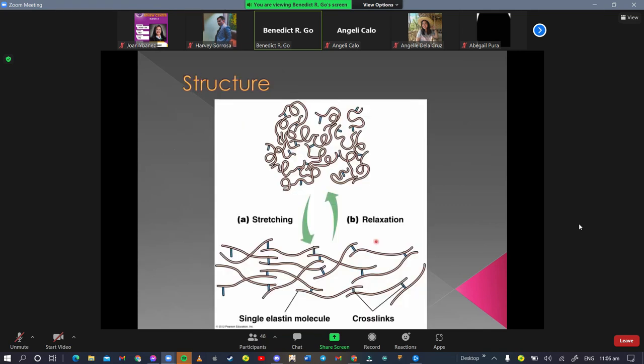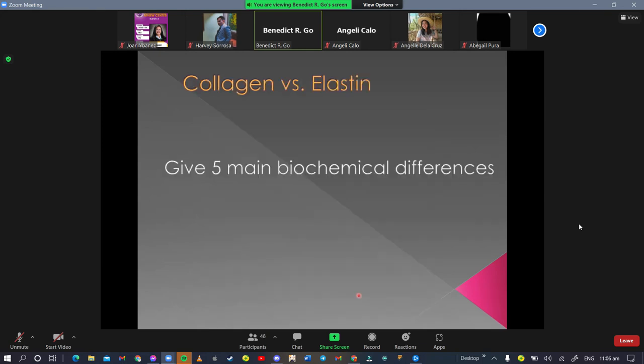So collagen, you have a relaxed form and your stretched form. Collagen and elastin. Who wants to do that? Sabrina Veralio. Later, Harvey, okay?